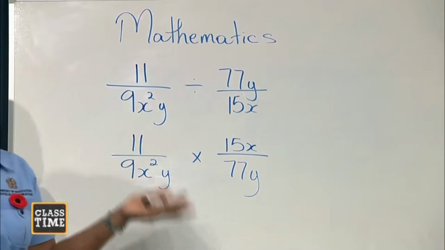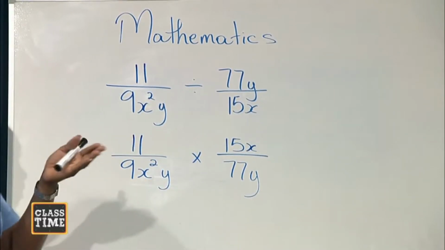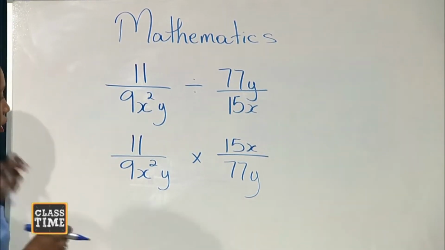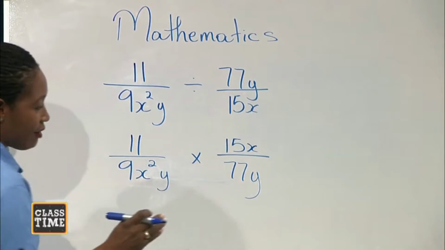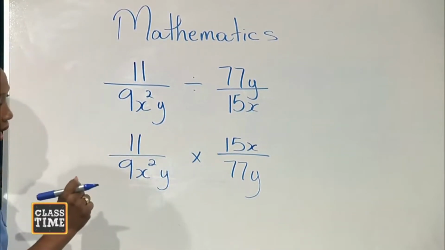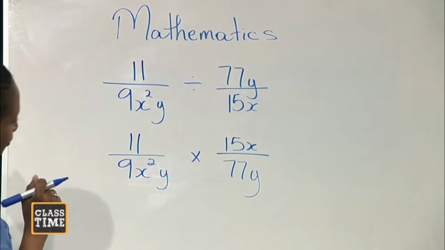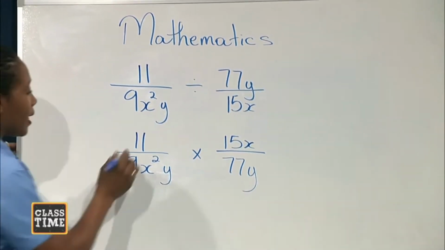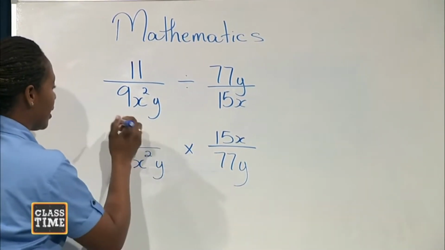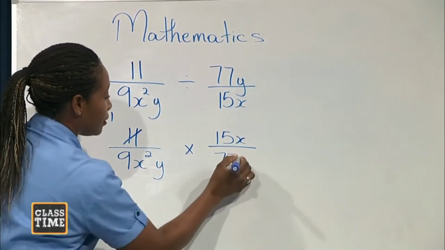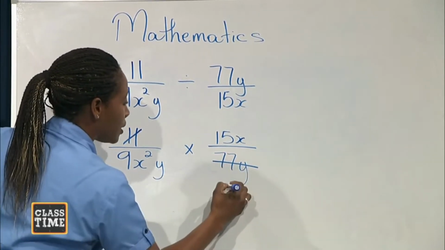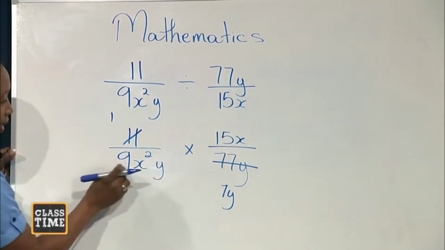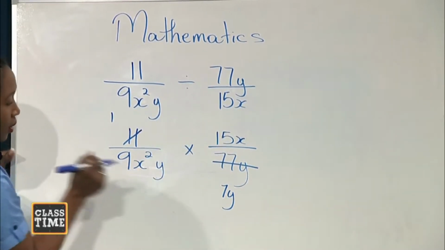All right, so once again, we are looking for common factors, the highest common factor. So let us look at what we have here. We have 11, 77, 9, 15 as numbers there. As variables, we have x and y. Let's see what happens. So 11 and 77 have something in common. 11 is a factor of 77. So 11 into itself goes one time. 11 into 77y goes 7y.